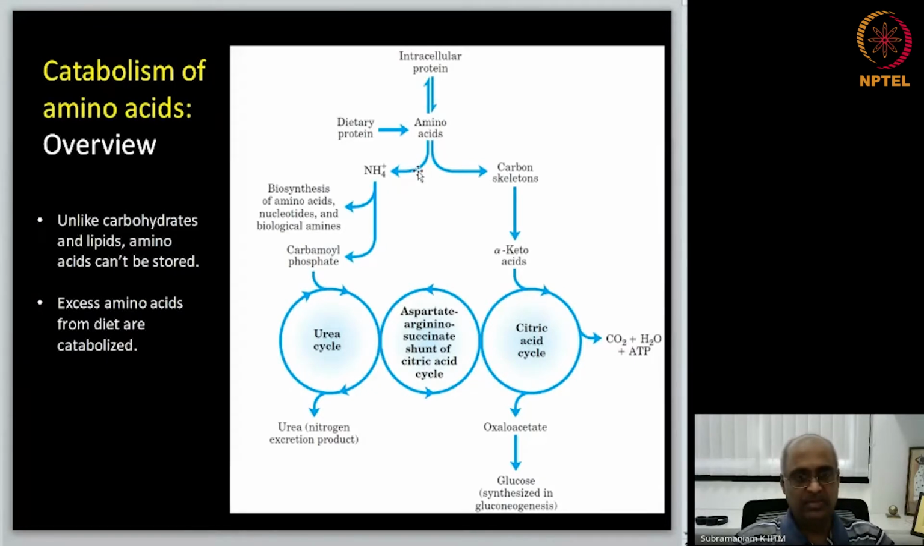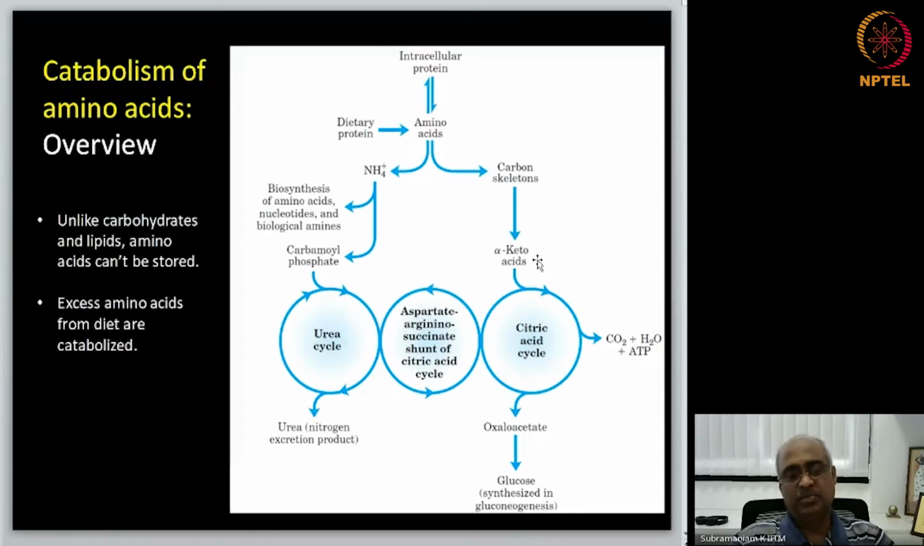From these amino acids, ammonia is removed. This is done in the liver. So this is what we are going to focus on today. And the carbon skeletons are essentially keto acids. They are recycled through the citric acid cycle.